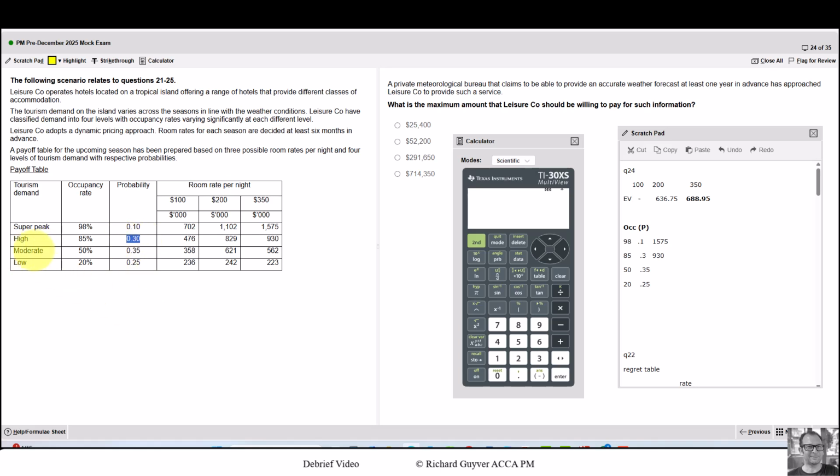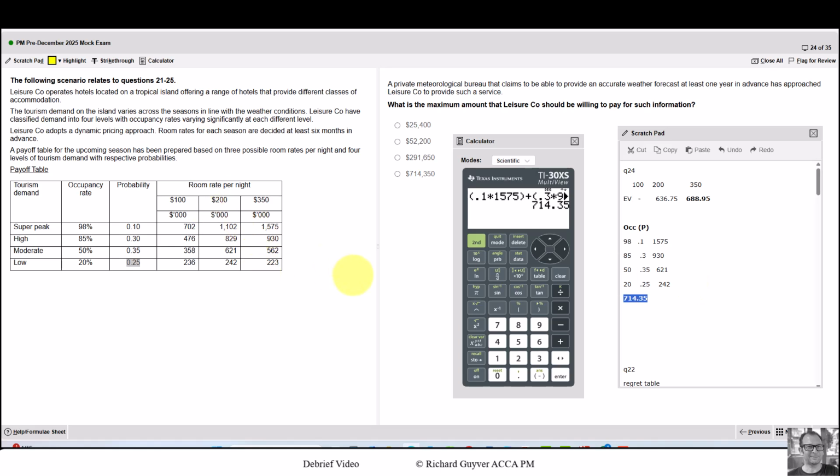When the forecast tells us to expect moderate demand, we're going to price at $200 a room. So that means our revenue is $621, and that will occur 35% of the time. And finally, when it tells us that demand is low, we're also going to charge $200 a night, and we're going to get $242. And following the same pattern, that will occur 25% of the time. So now my calculation is using the table I've created on the right. So 0.1 times 1575, 0.3 times the 930, 0.35 times the 621, and the 0.25 times 242. And that gives an expected value of 714.35.